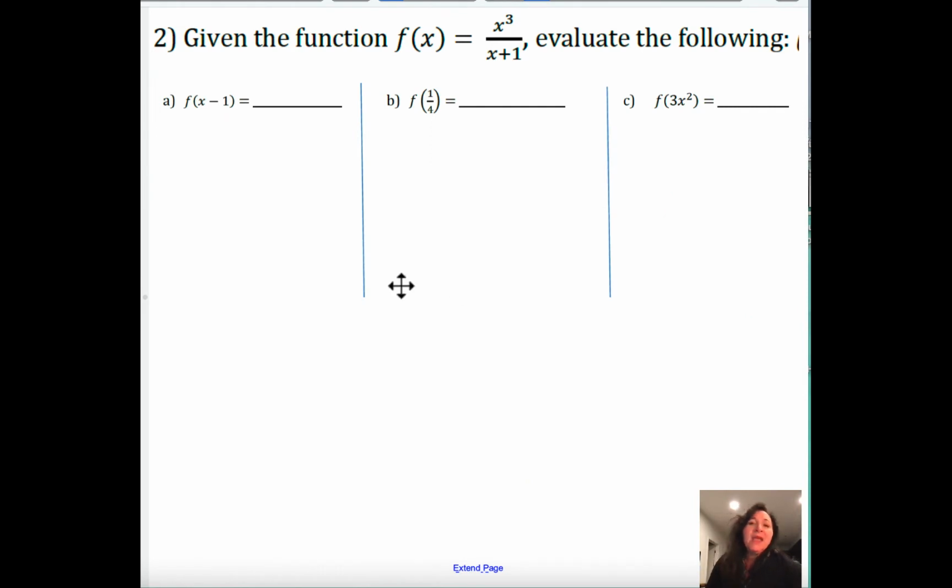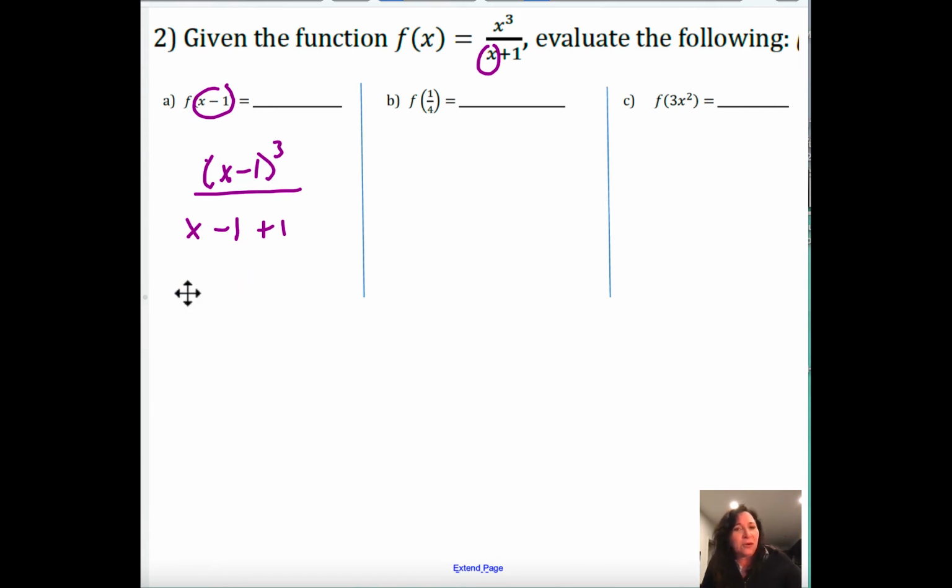Okay, next function. Given the function, evaluate the following. So what they want you to do here is to plug these values inside and see what happens. So we're going to plug in x minus 1. We get the quantity x minus 1 to the third power, see right here? And then over x minus 1, wherever I see an x, I'm going to put x minus 1 instead. Here down at the bottom, in the denominator, I have x. I'm going to change it with x minus 1. But don't forget, you still have plus 1 there.